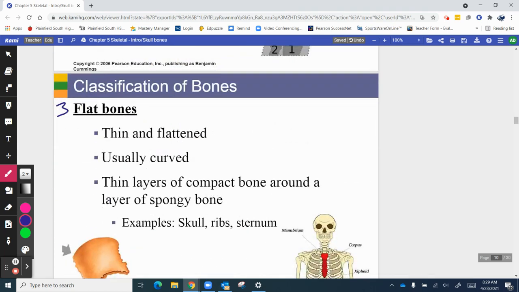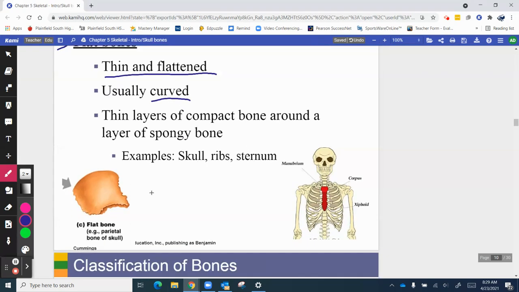Next one we have are flat. These are usually thin, with a little bit of curvature to them. They usually have layers of both compact as well as spongy bone. All right, big examples of those are the skull, ribs, and sternum.